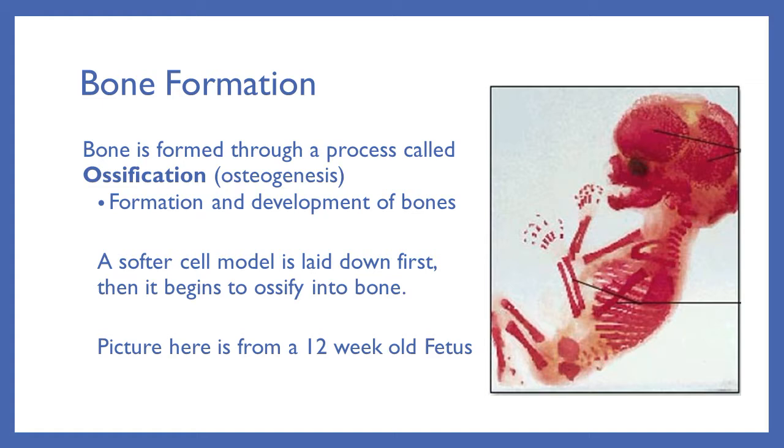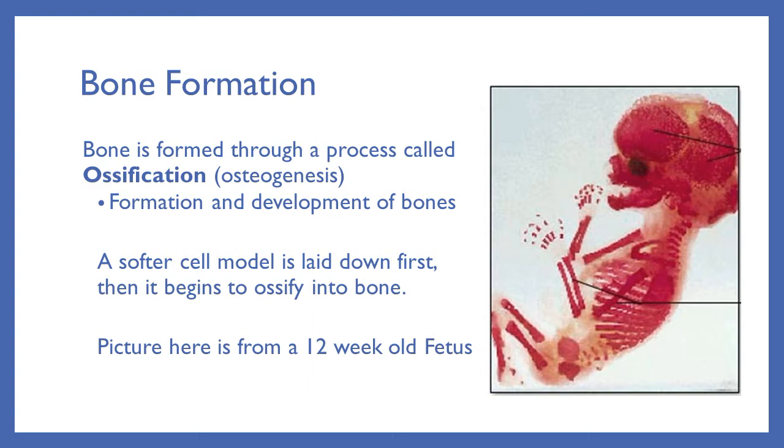Our bone is being formed through a process called ossification, or osteogenesis. It is the formation and the development of bones. Your body will actually have a softer cell model that it will lay down first. Then it begins to ossify into bone. This softer cell model is present in a fetus.